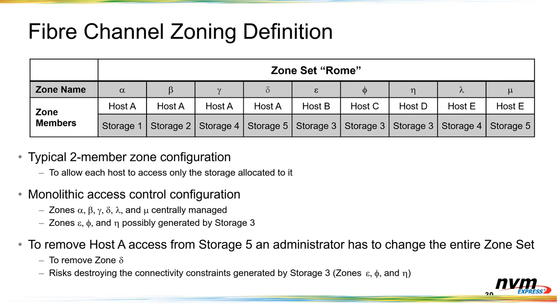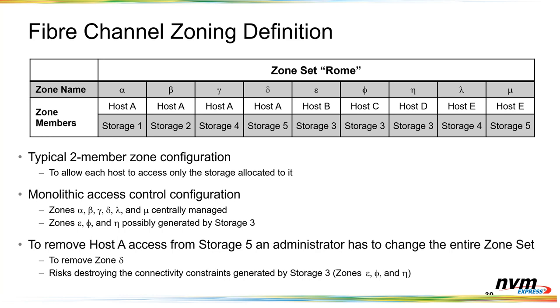Everything is inside a single zone set, and of course we can see that the zones alpha, beta, gamma, lambda, and mu are centrally managed. Probably epsilon, phi, and eta are generated by the storage tree. If the administrator has to change the entire zone set, as an example, to remove zone delta, in the moment in which there is something that has been generated by storage tree using what we call peer zoning, we need to be very careful to not destroy what is there.